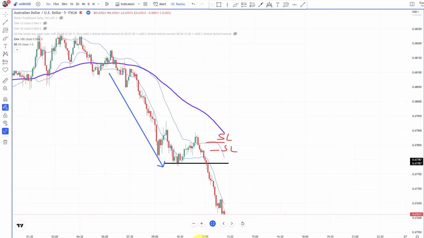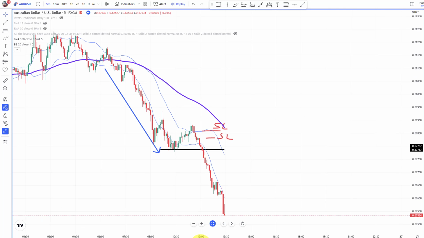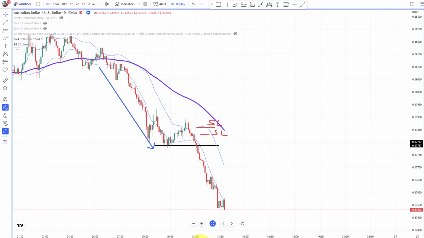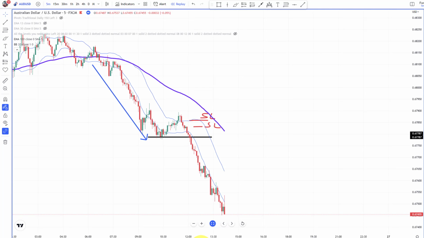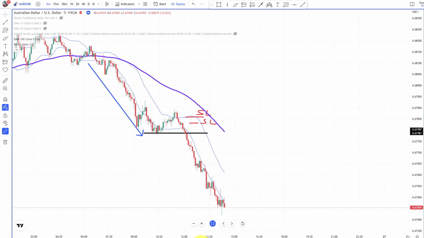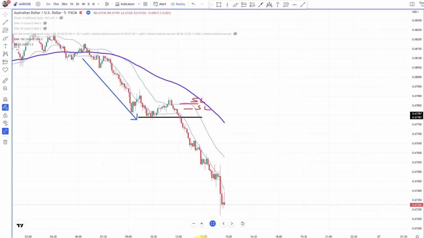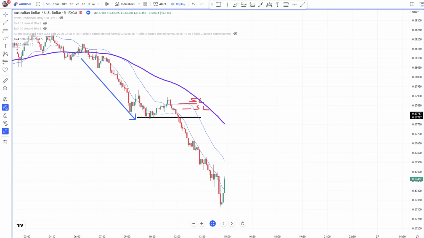We're retesting the outer Bollinger Band here, but we're not closing inside of the Bollinger Band. That's important. Again, you can see we're rejecting it, but we're not closing inside of the Bollinger Band. So far, no close inside of the Bollinger Band. And you can see the trend keeps going until we hit this area here. So this is our exit now.